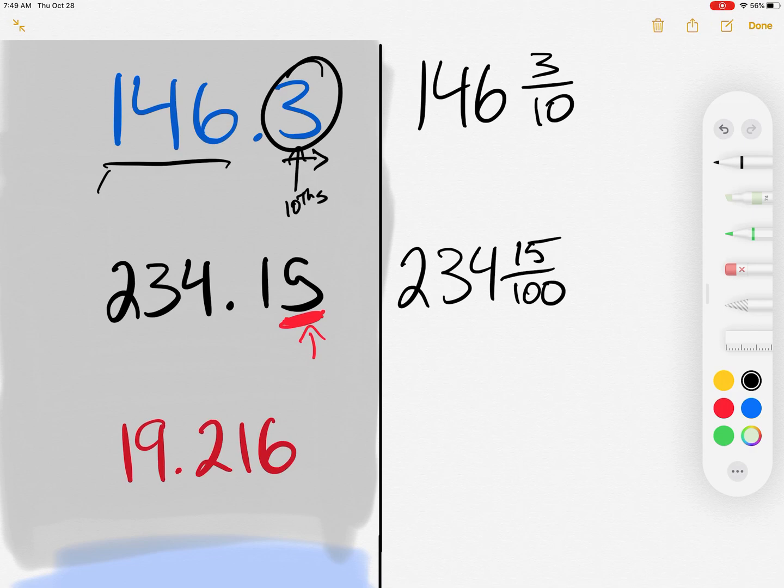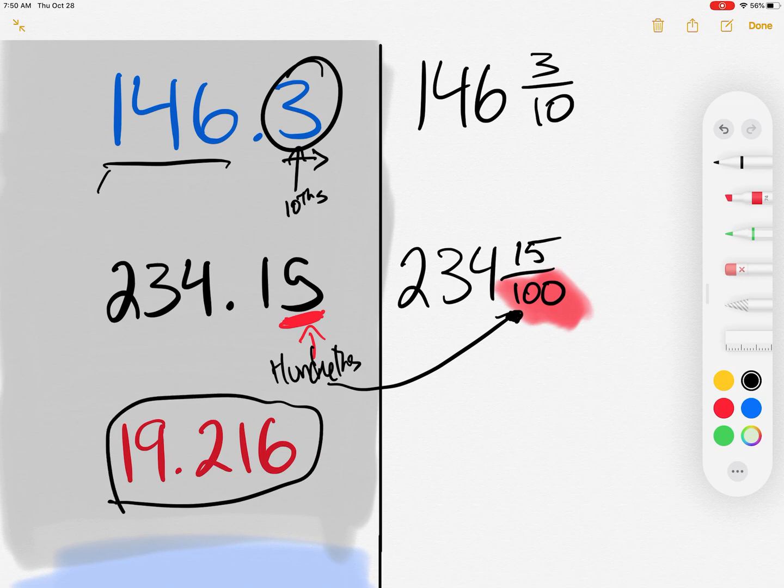Now notice that this is in what place? Ooh, hundredths. This is hundredths. And then the hundredths magically becomes the bottom of the fraction. Yay! All right. Last one on this section.